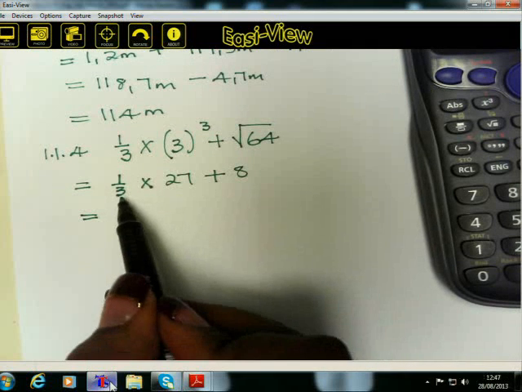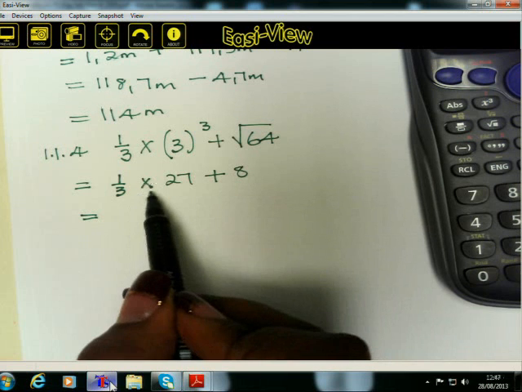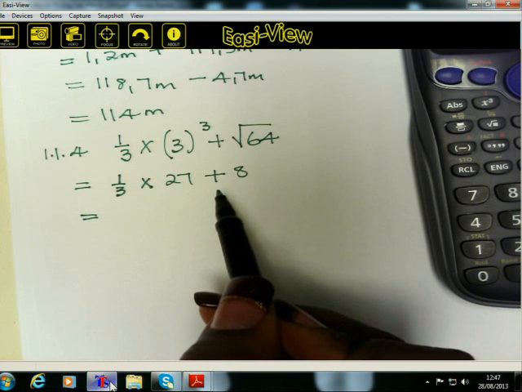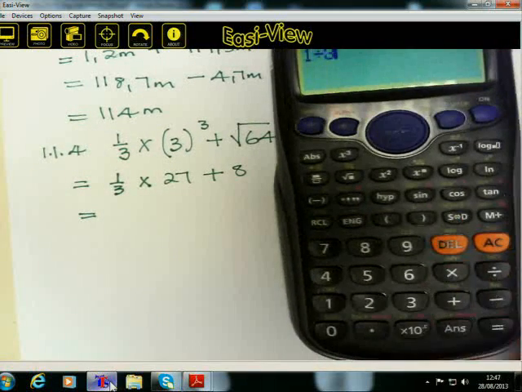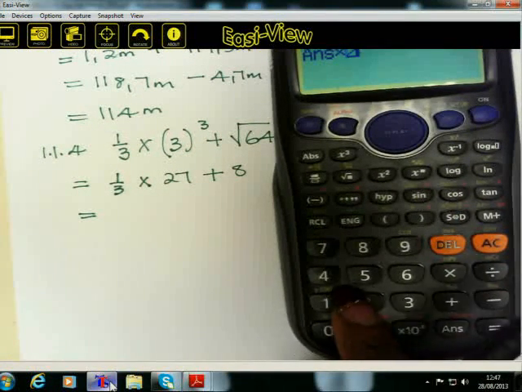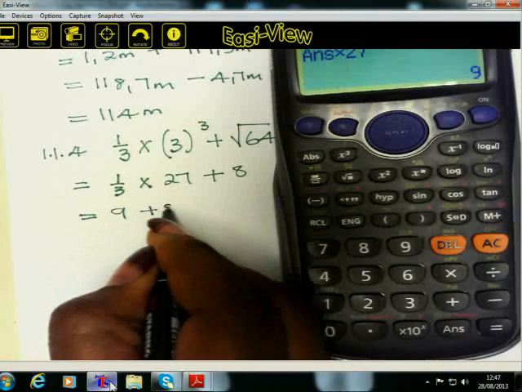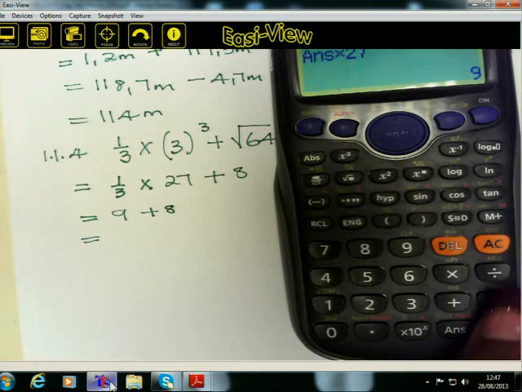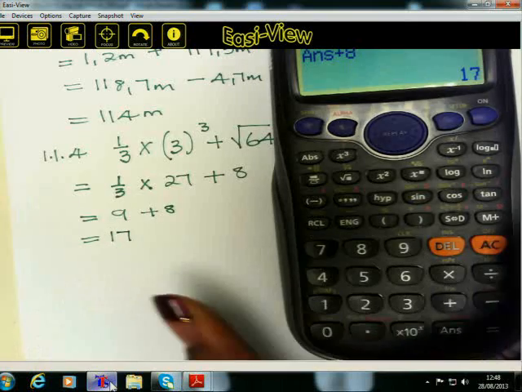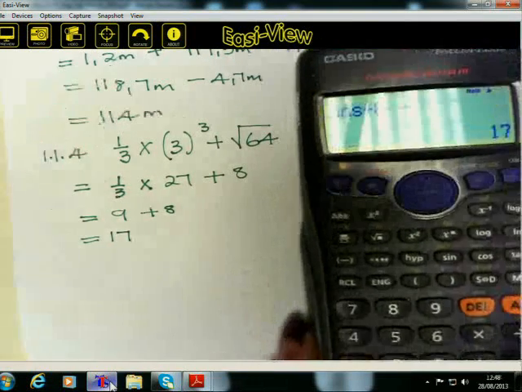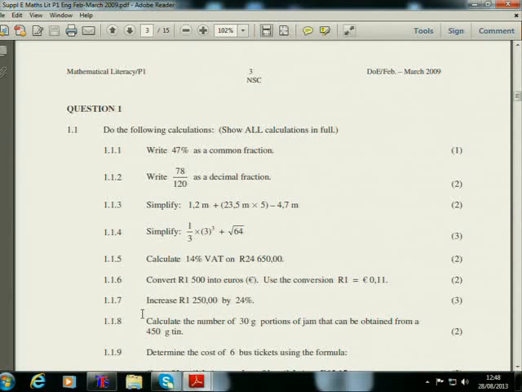Now remember, this is also a BODMAS calculation. So now that we have our third multiplied by 27 plus 8, we have to first multiply before we can add. Remember, BODMAS says multiply before we can add. So we can multiply the 1 over 3 with 27, and it will give us 9. Then we bring down the plus 8, and then when you add your answer with 8, it gives us 17. So your correct answer there is 17. We move on to the next question, 1.1.5.